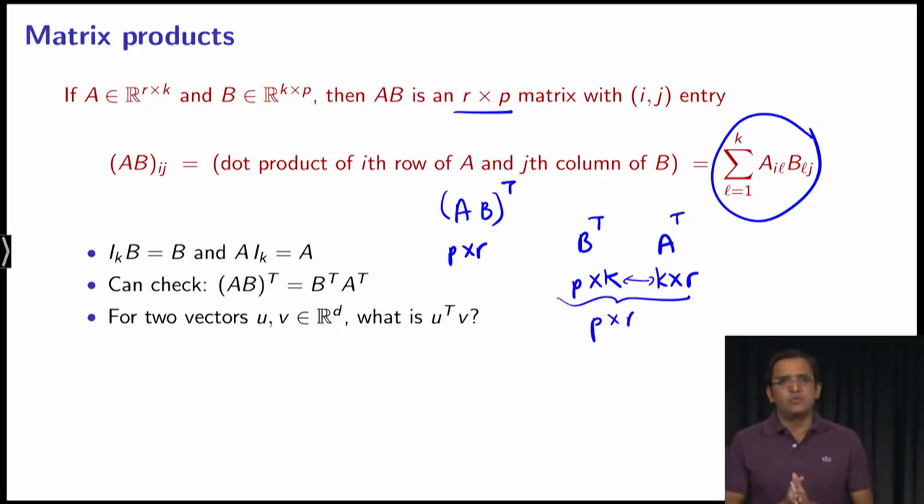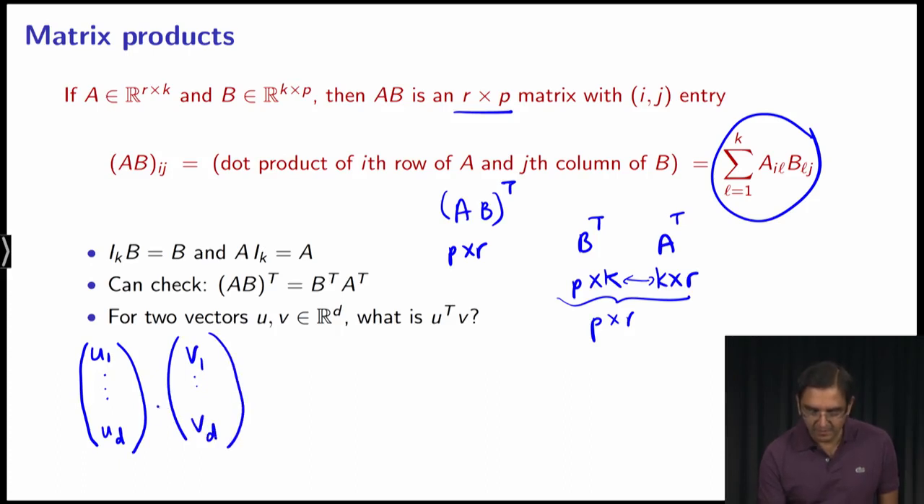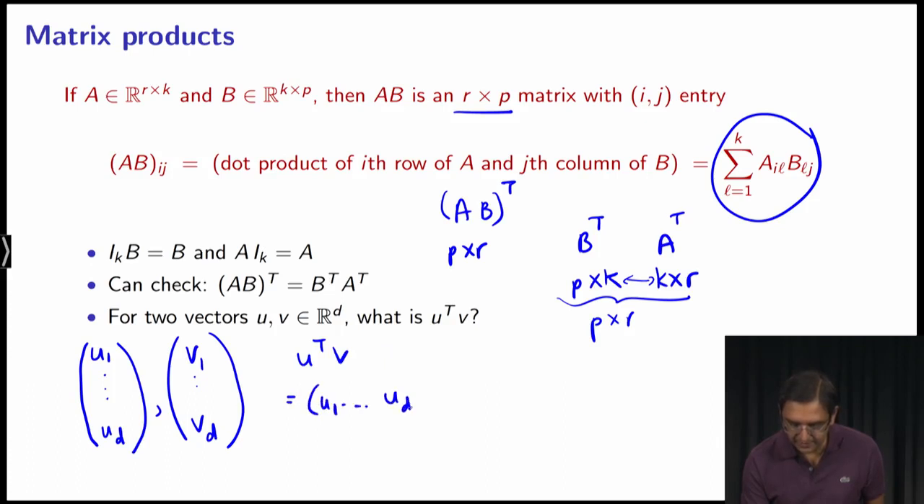Now for this last one, what we're being asked is that we have these two vectors, u and v. So we have u, a d-dimensional vector, and we have v, a d-dimensional vector. What is u transpose v? Okay, so let's compute the transpose of u. So we just take that column vector and make it into a row. So u transpose v is equal to u1 to ud multiplied by v1 to vd.